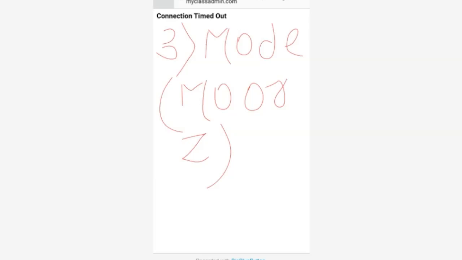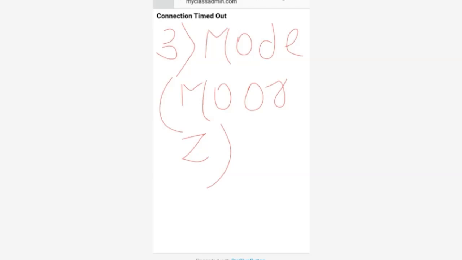So see what are the key points with respect to mode. Mode is defined to be that value of a variable which repeats for the maximum time. The value of a variable which repeats for the maximum time has been called the mode.